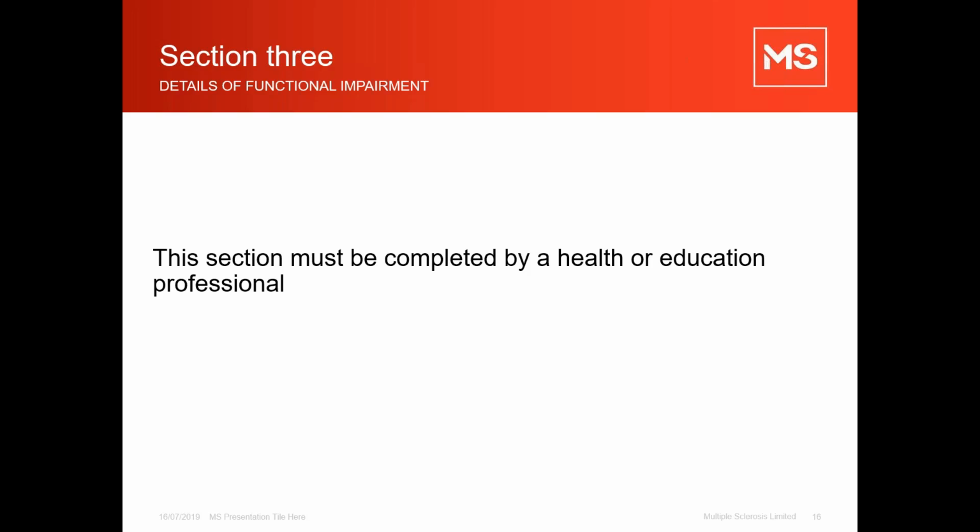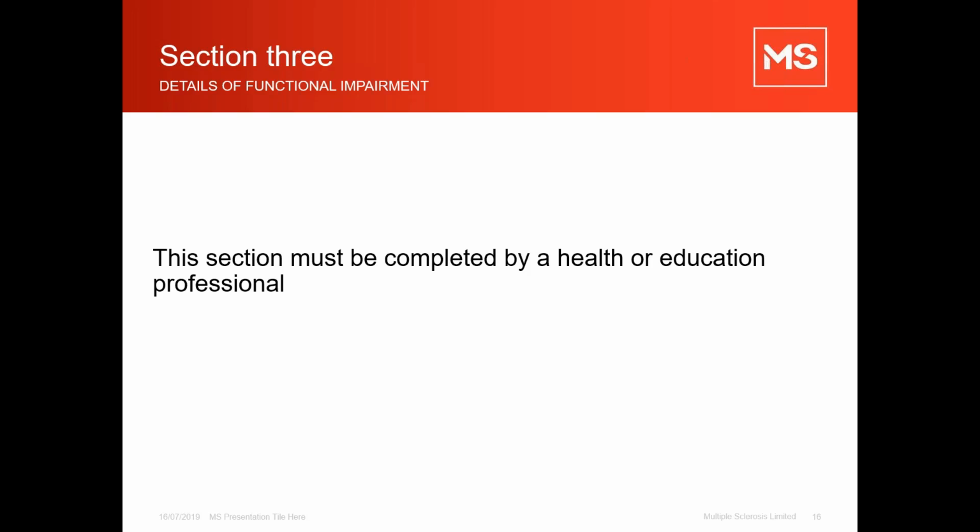Section 3 is where all the details of somebody's, and these are quite, it's not words I like to use, but it's the language of the NDIS, and it's important that we start to mirror their language. So this is where details of somebody's functional impairment are recorded. As you can see from that slide, it says this section must be completed by a health or education professional. So that could be the GP or the neurologist who filled out section 2.